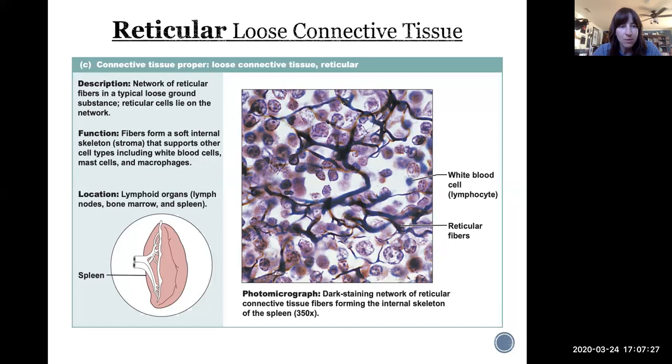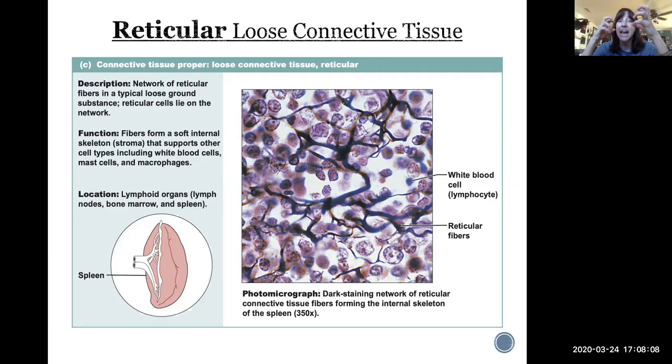almost like catacombs or something. It supports a lot of other cell types that are also in there, including white blood cells, also known as lymphocytes. Mast cells, which are another type of immune cell, and macrophages, again, another type of immune cell. We find reticular loose connective tissue in organs associated with your lymphatic system. So lymph nodes, bone marrow inside of your bones and in the ends of long bones, and your spleen, right? So your spleen is mostly reticular loose connective tissue. So it makes it sort of spongy, and very strong, hard to tear.